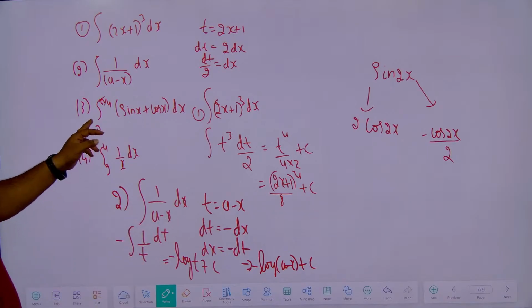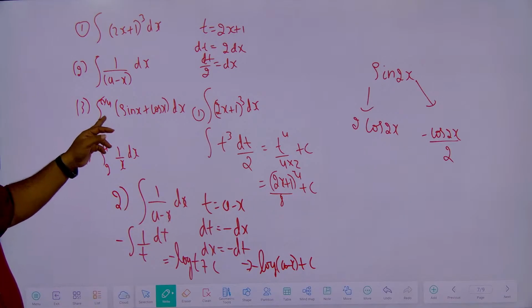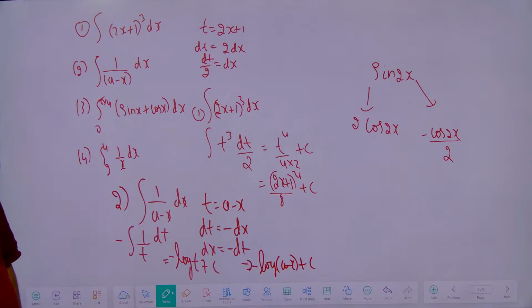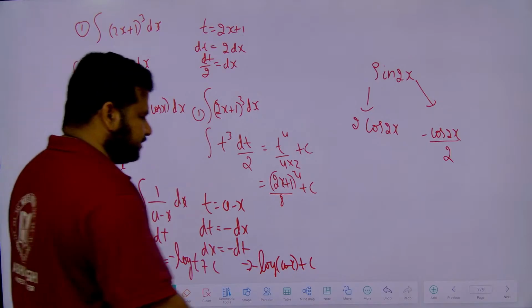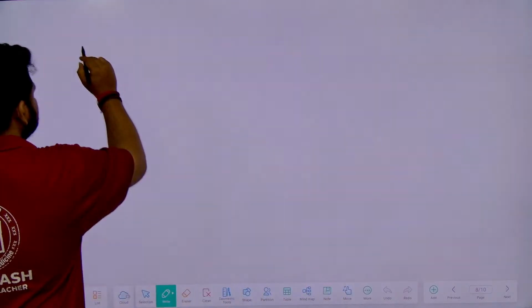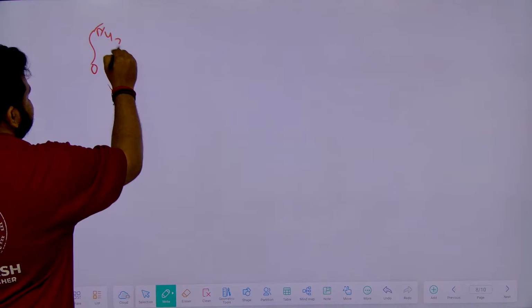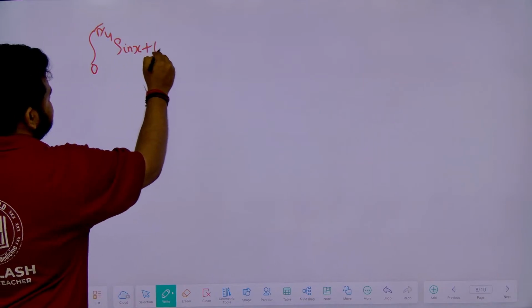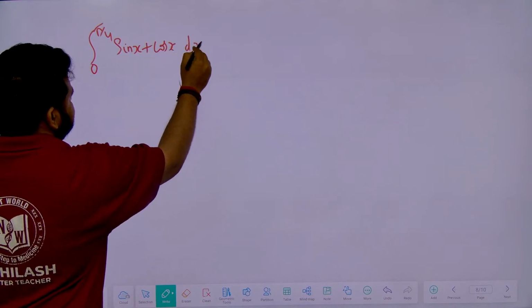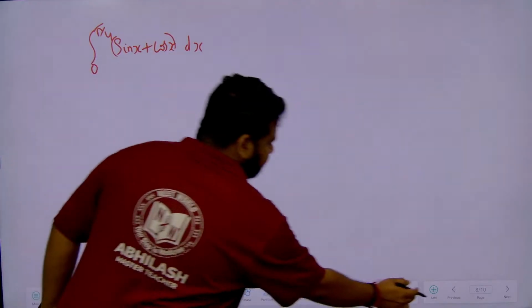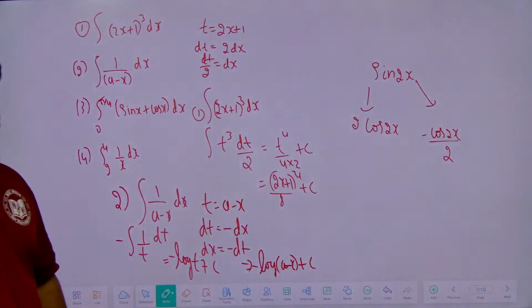Now look at this question, integral from 0 to pi by 4 of sin x cos x, sin x plus cos x dx. So let us take it up on the next page, integral of 0 to pi by 4 sin x plus cos x dx. But before that, you can write this down, first and second question, make a note of it, write this down fast.